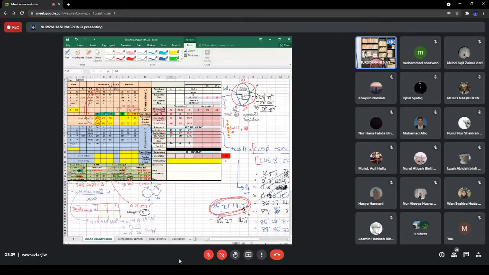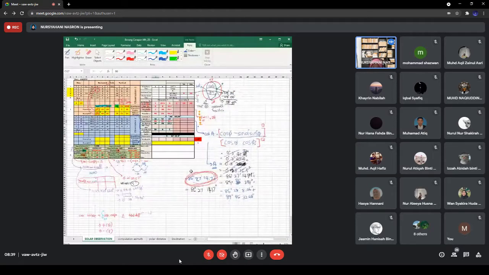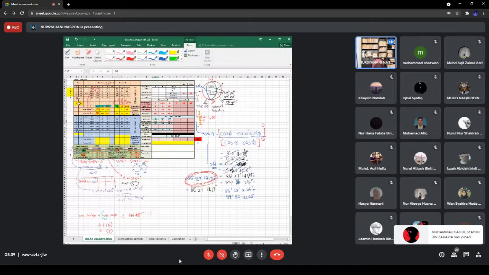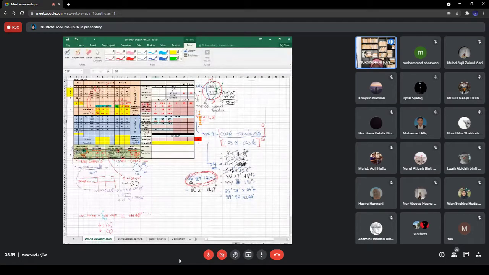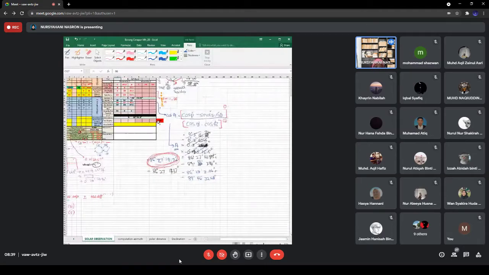Okay. So this is our last week's calculation. I forgot to tell you about the east side and west side. As you can see, this is the observation in the morning. So you just use the value of 86, 27, 40.7 seconds and write it down on the computation azimuth.